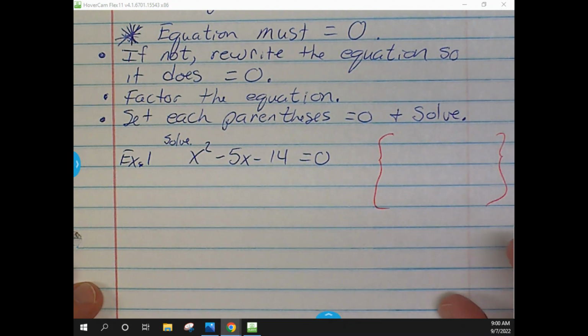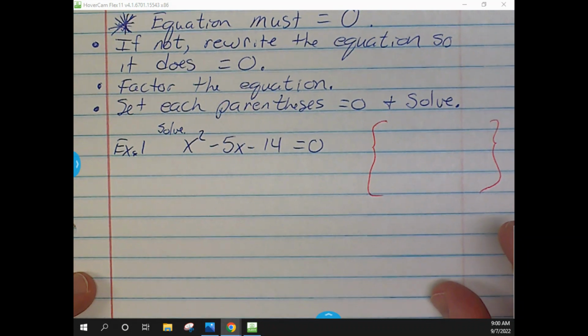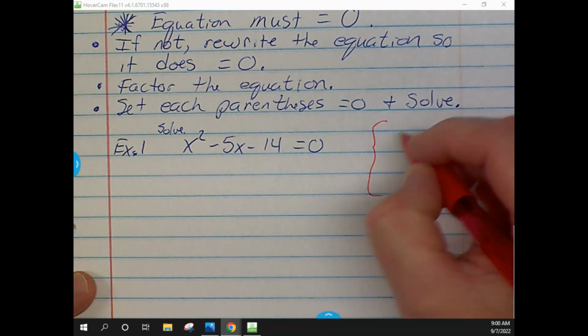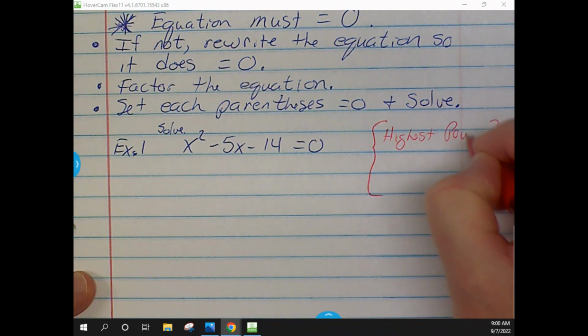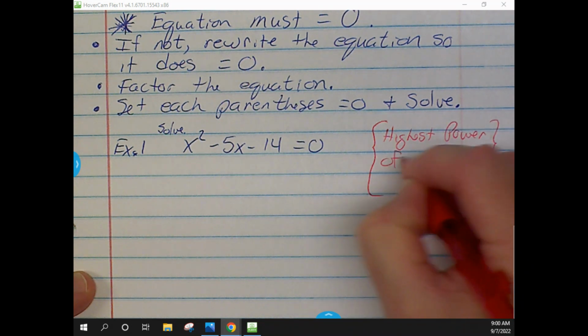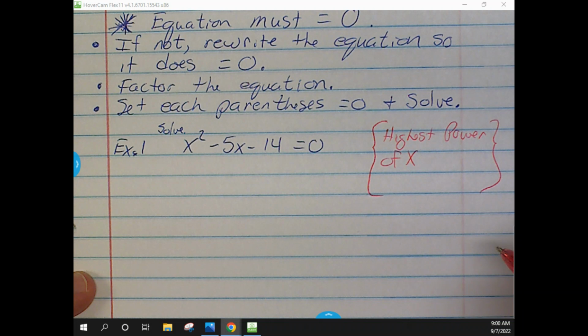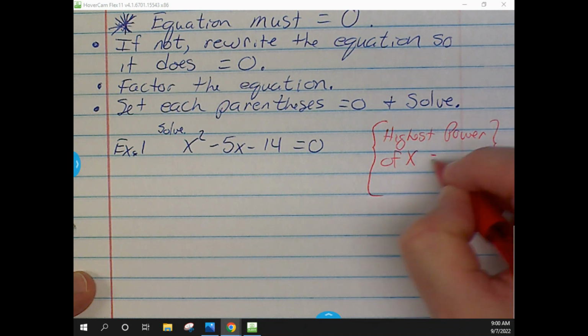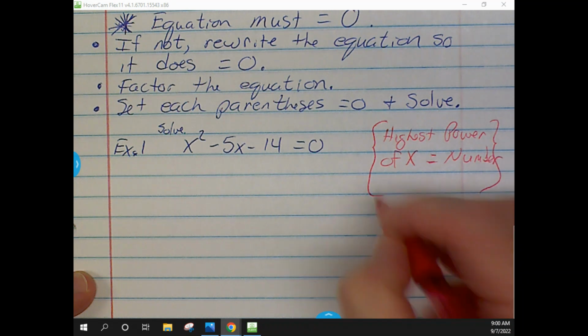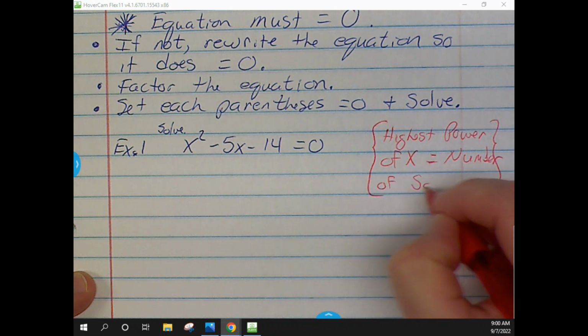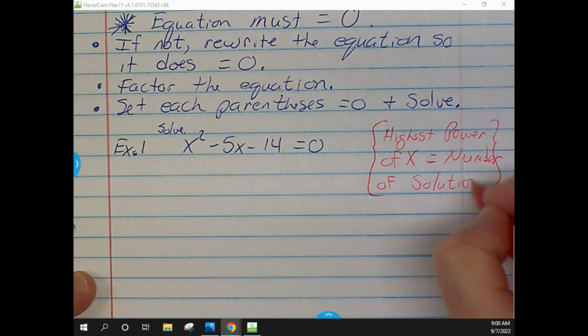Oh, and one other side note over here on the side. We'll go ahead and talk about it now because we're factoring. Your highest power of x, which is the degree, is going to equal the number of solutions.